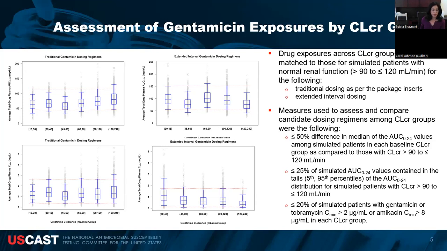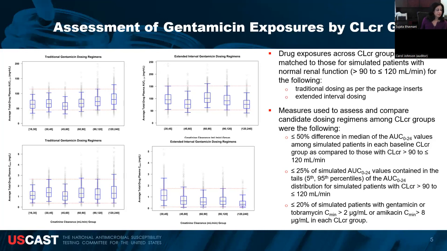What you see here are box and whisker plots for all of the renal function groups that I just showed you. The red dashed lines are the 5th and 95th prediction intervals for the normal group. The normal group, again, is the 90 to 120. And we're looking at gentamicin as our example.